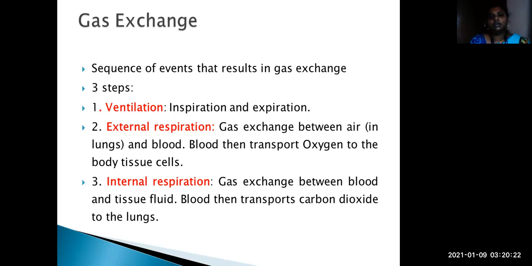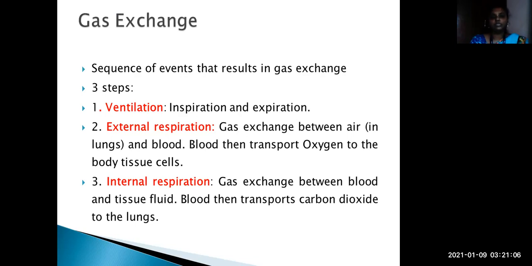Each system has a unique working principle. Gas exchange is the sequence of how gases are exchanged in our body, and it is done by the following three steps: ventilation, external respiration, and internal respiration. By these three steps only, gas exchange takes place in the respiratory system. First is ventilation, where inspiration and expiration happen. Inspiration is the intake of oxygen, and expiration is the giving out of carbon dioxide.